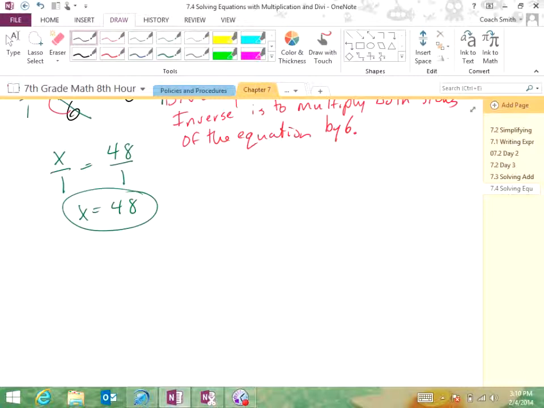Now, let's do a couple of these that are in the book. D over 24 equals 0.5.